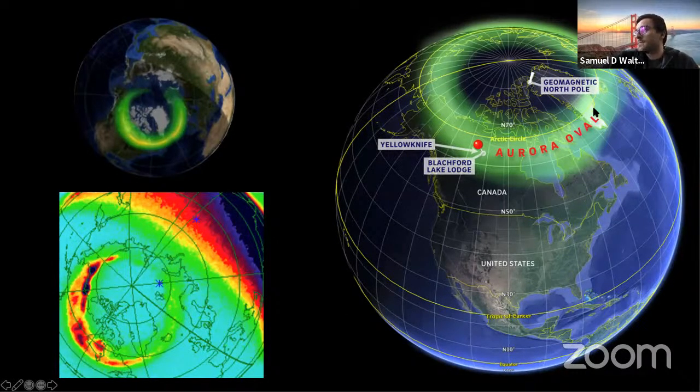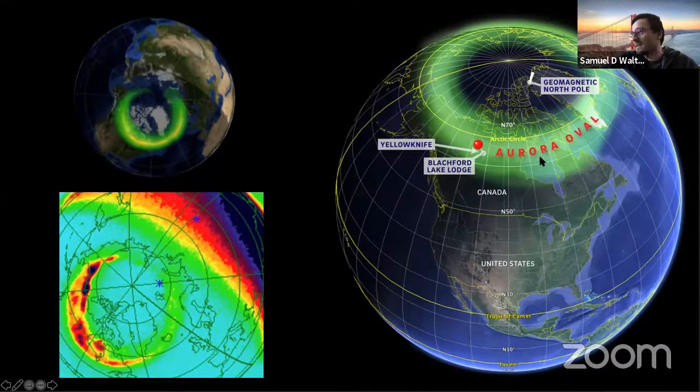So this is a diagram of the aurora from space, and it appears as an oval shape. This is basically the footprint of the magnetic field lines on the Earth. They come out of the Earth from the poles. The auroral oval is the footprint of the magnetic field, which is why you can see the aurora in places like Northern Canada.